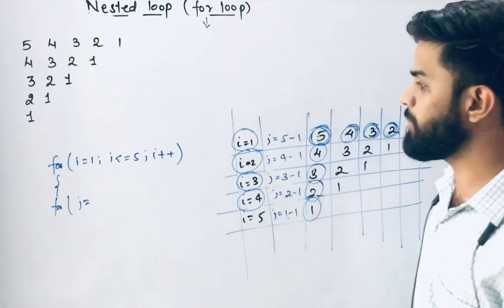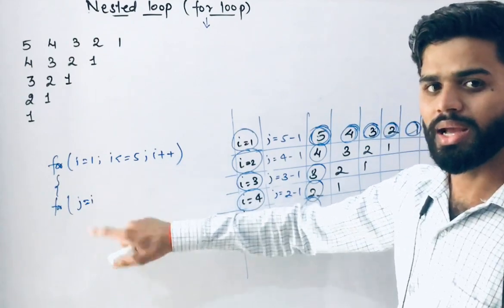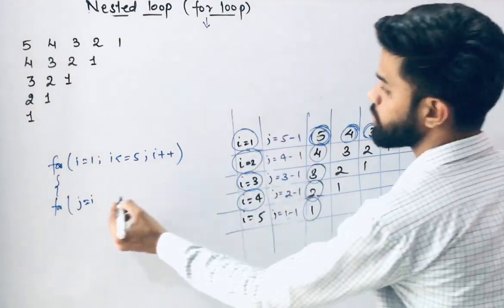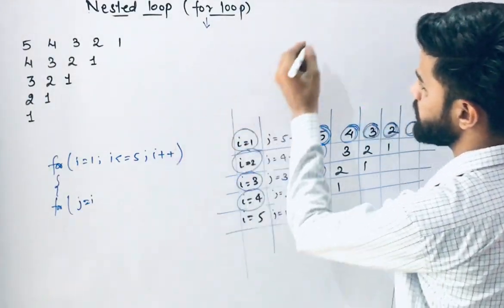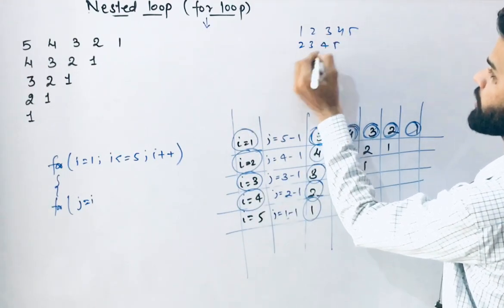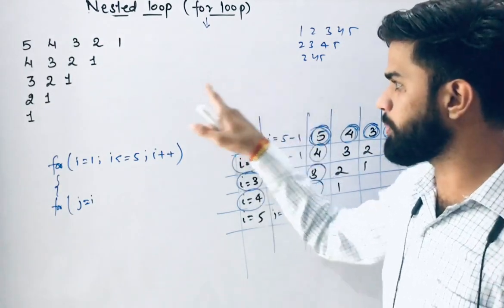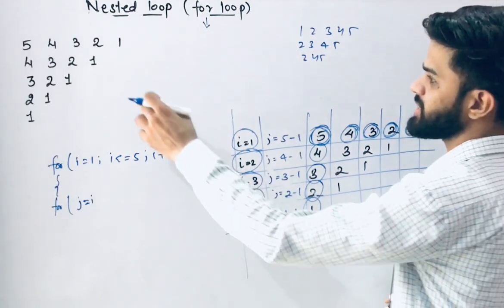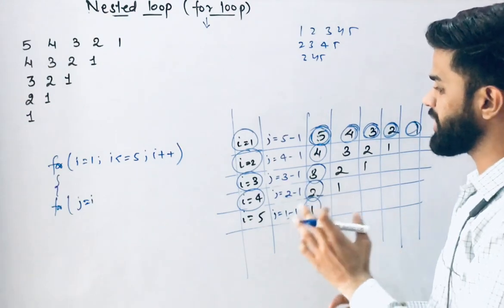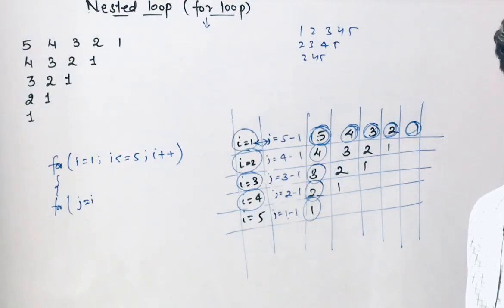If I write here j equals i, then it prints 1 first, and the second time it starts printing from 2. So it will be the wrong output, because according to this it goes 1 2 3 4 5, then 2 3 4 5, and then 3 4 5. This is not the right pattern. We need j to always start from 5, then 4, 3, 2 and 1. So we cannot see any logical relation between i and j.